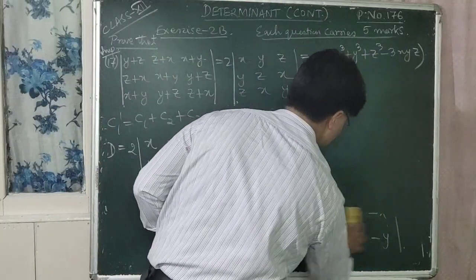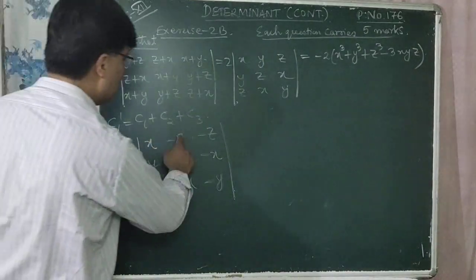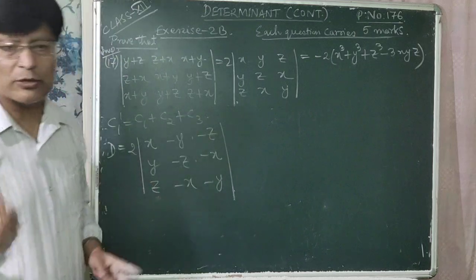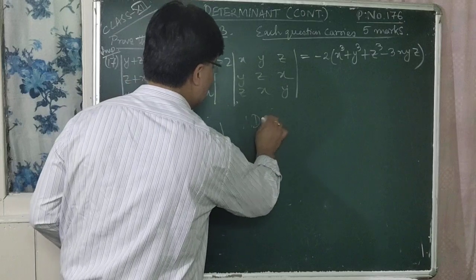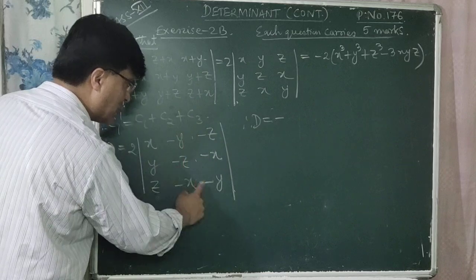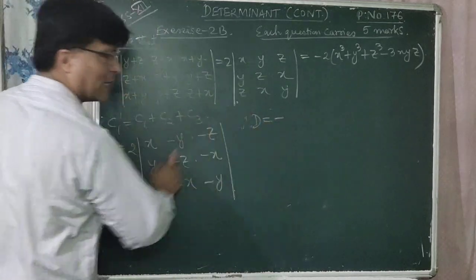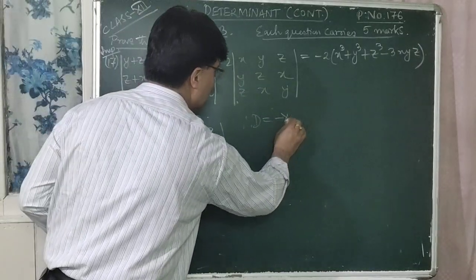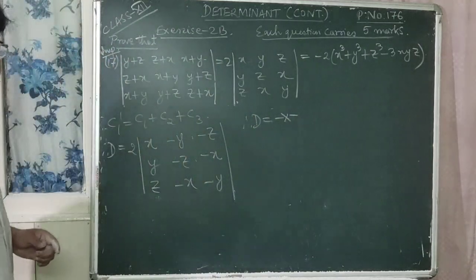So now, what will you do now? You can take minus common from the second column and from the third column. Your second column and third column, how much common do we take out? We take the minus sign common. So therefore D is equal to minus sign is taken common from the second column. Again minus sign is taken common from the third column. Okay. This minus sign is taken common from the second column, and again this minus sign is taken common from the third column. Right.